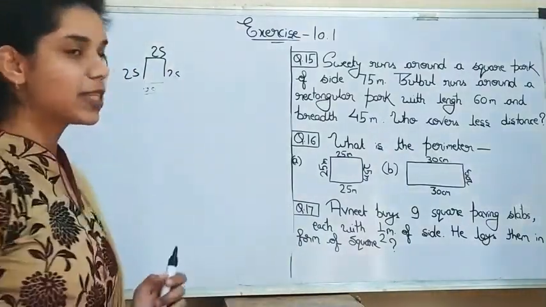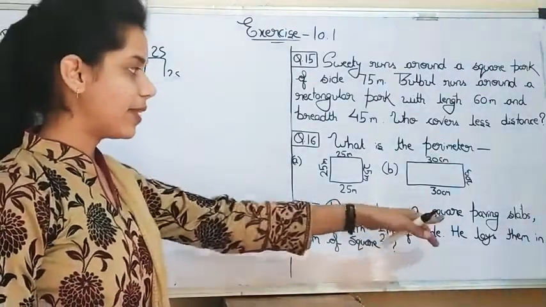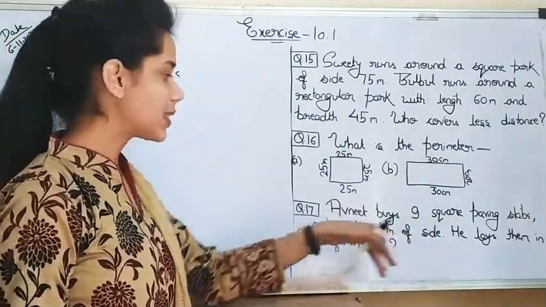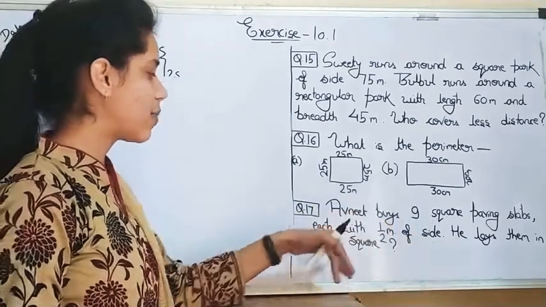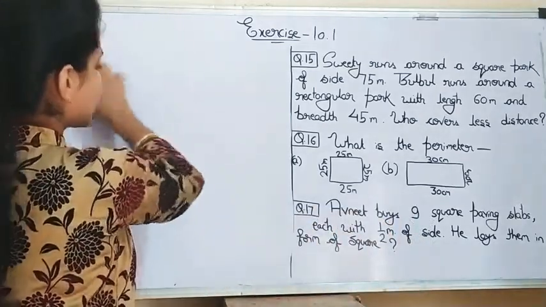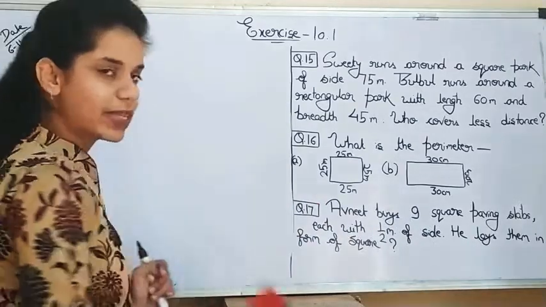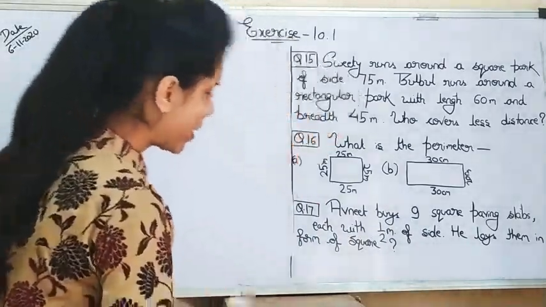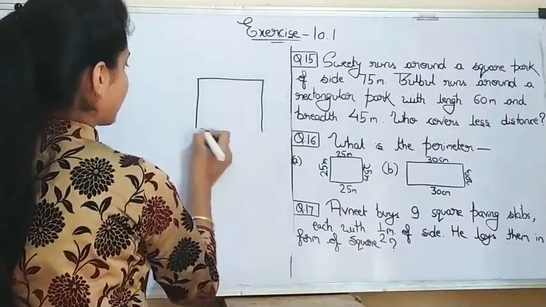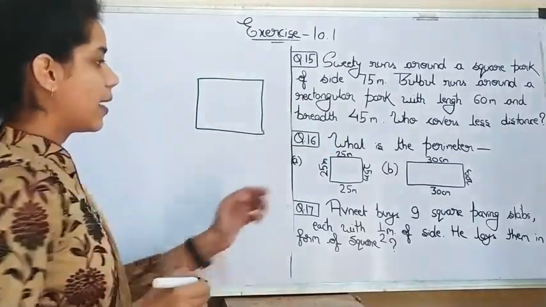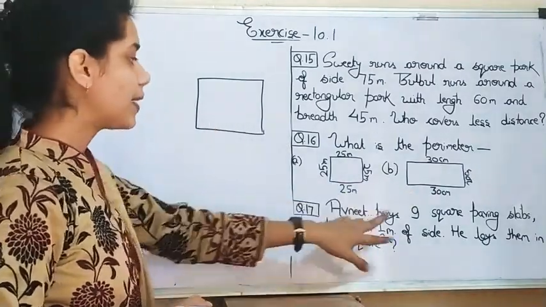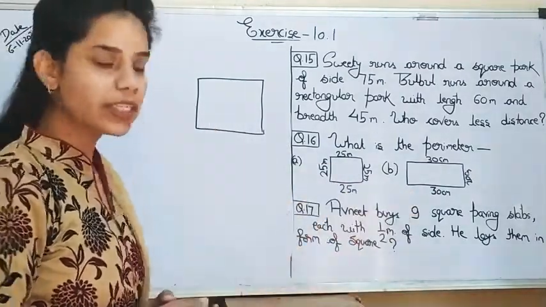Avneet buys 9 square paving slabs, each with half meter of side. He lays them in the form of a square. So Avneet buys 9 square paving slabs, and each is square in shape.